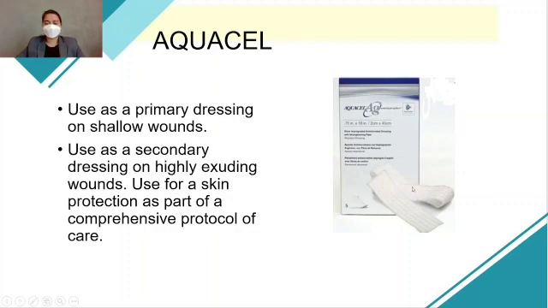We also have the Aquacel. As you can see, it's like a strip, but we also have a size of 10 by 10 sterile gauze. This one is a primary dressing on a shallow wound, used as a secondary dressing on highly exuding wounds, and used for skin protection as a part of a comprehensive protocol of care. If you have the 10 by 10 size available, then you can cut it depending on the size of the wound. When you apply it directly to the skin, it looks like it is absorbing all the discharges from the wound.